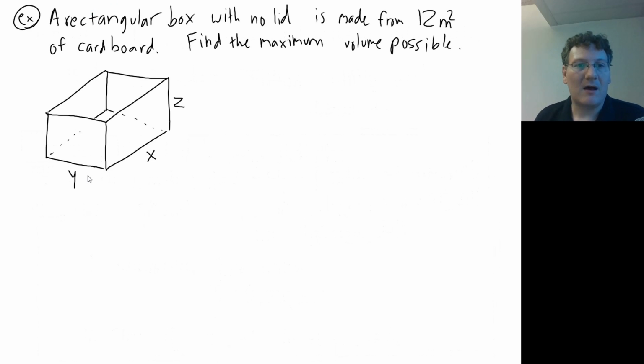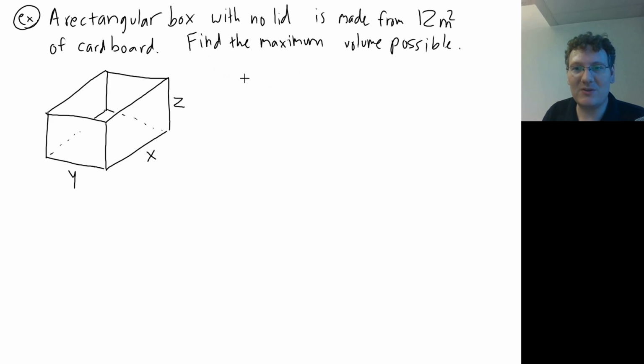A rectangular box with no lid is to be made from 12 meters squared of cardboard. Find the maximum volume that's possible. This might look familiar. We looked at this in the previous section, but now you'll see finding the answer using the method of Lagrange multipliers, which I think makes it a little bit easier and frankly a little bit more fun.